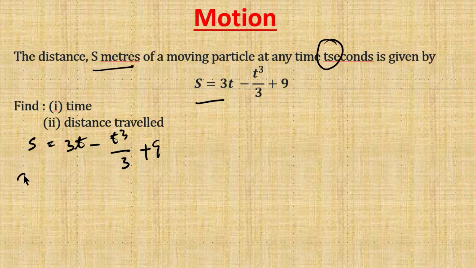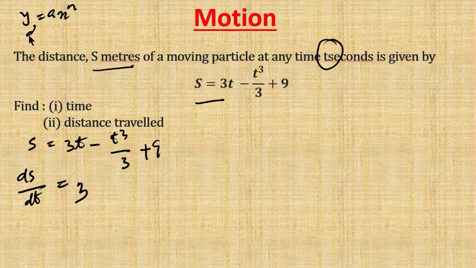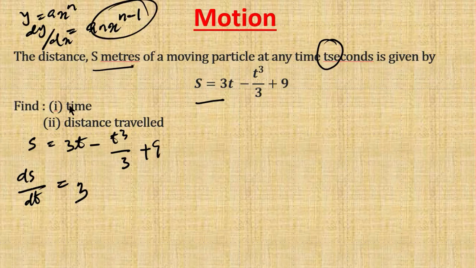Now the velocity of this motion will come from ds/dt, the differential of s with respect to t. Now if I differentiate 3t, I'll have 3. Remember that when differentiating, if y is equal to x raised to power n, then my dy/dx will be the same thing as n x raised to power n minus 1. Applying this formula, if I differentiate 3t, I'll come to 3.